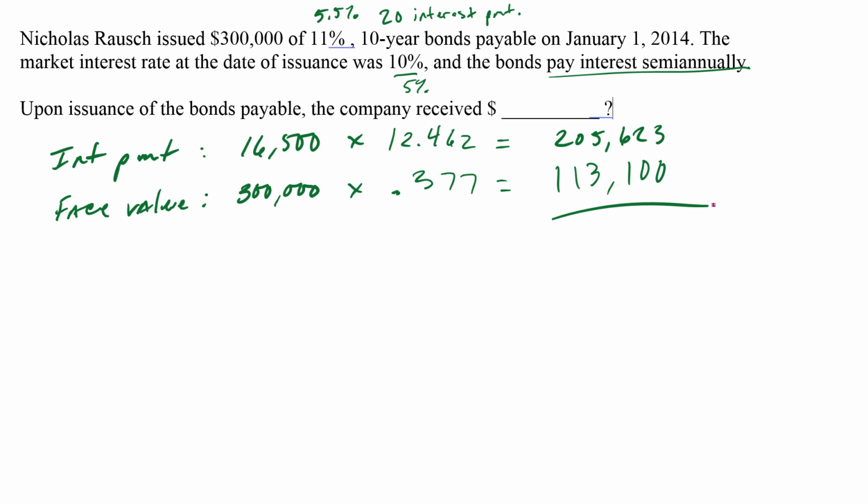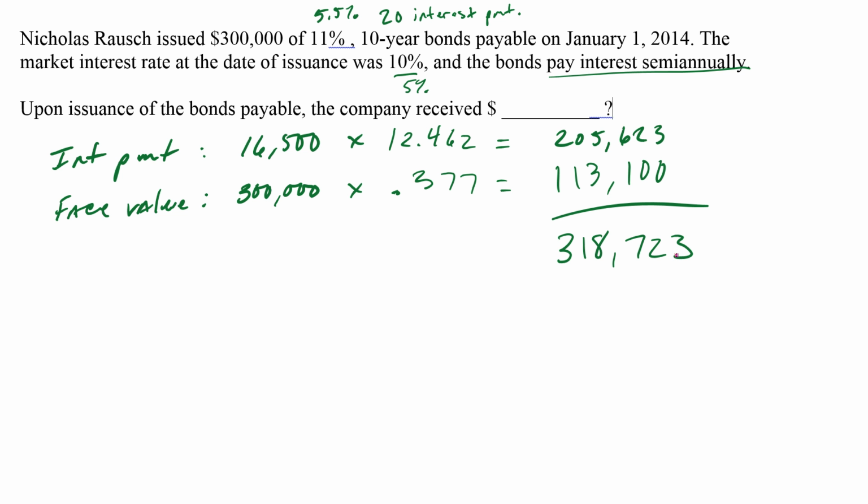113,100, and that is the present value of the face value, meaning $300,000 10 years from now at these interest rates is the same as 113,100 in today's dollars. We add those two together and we get an issuance, or the price of the bond, of 318,723.